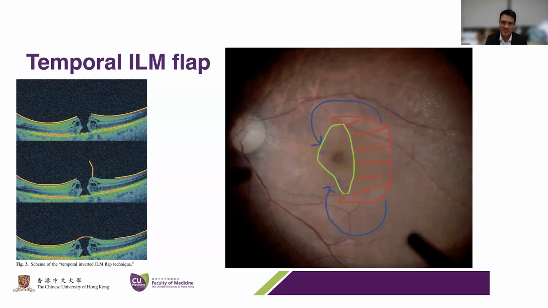So why temporal ILM flap but not nasal, superior or inferior, you may ask? Because ILM peeling can cause iatrogenic damage to the retina, particularly in inexperienced hands. So by performing a temporal ILM flap, we can avoid damaging the papillomacular bundle.